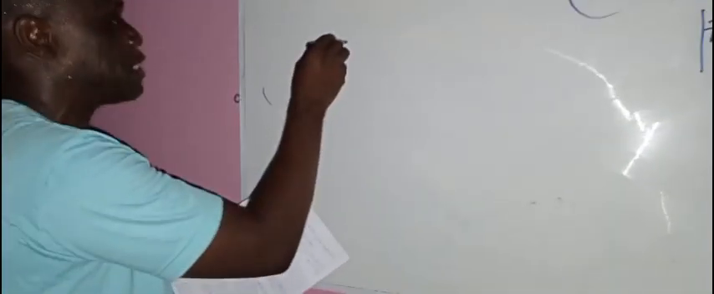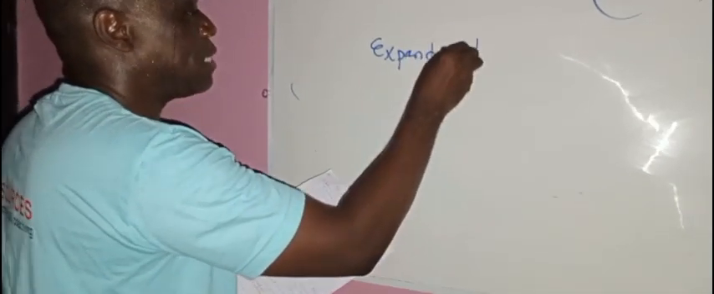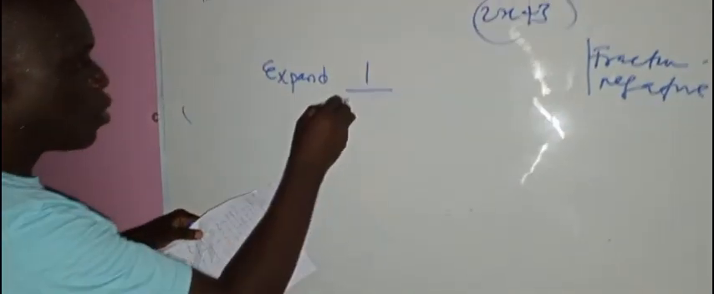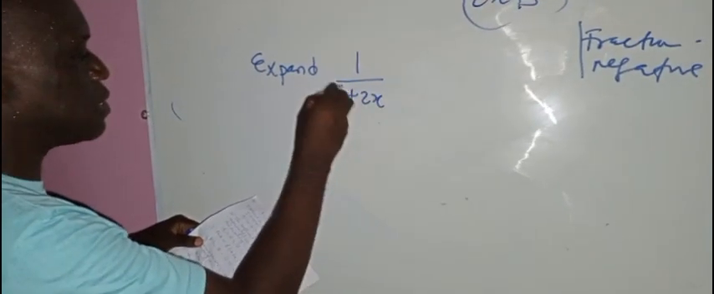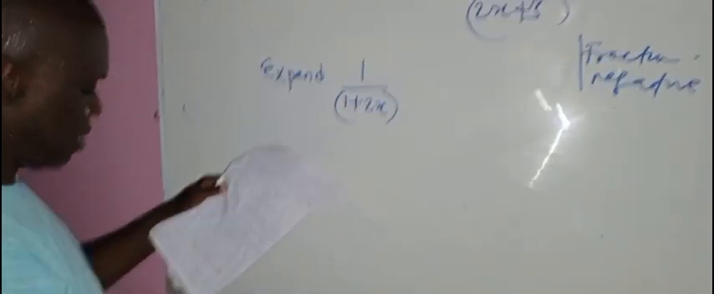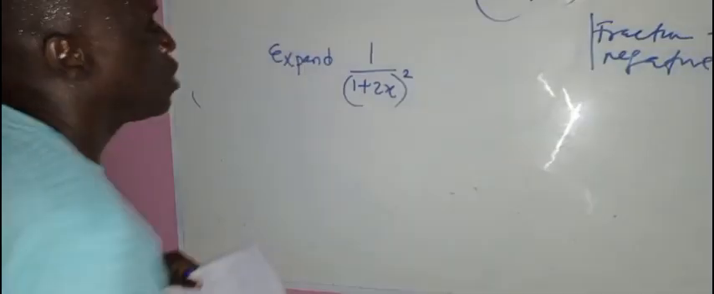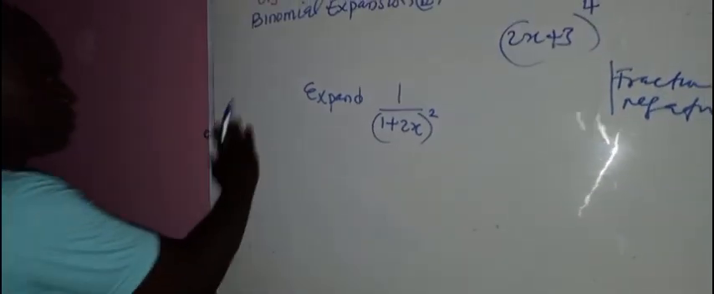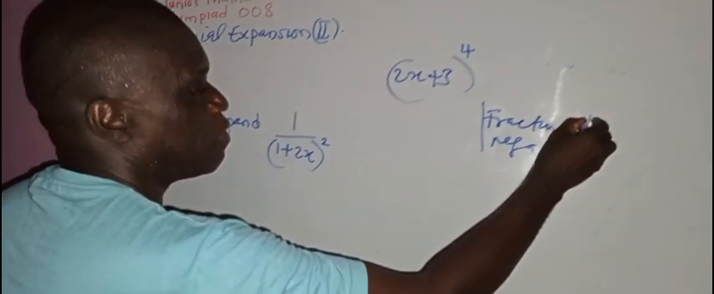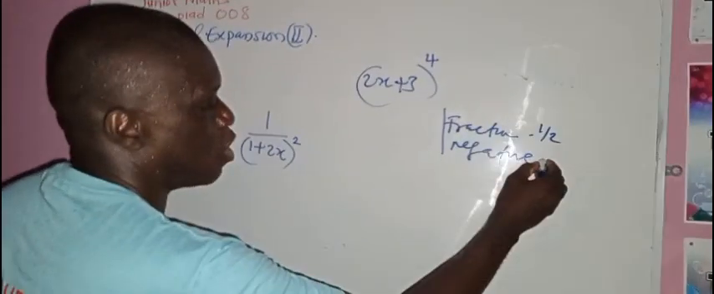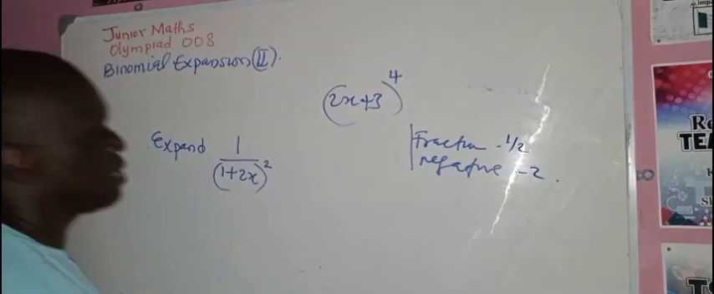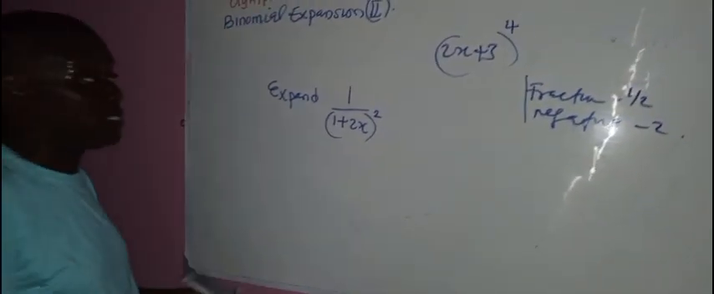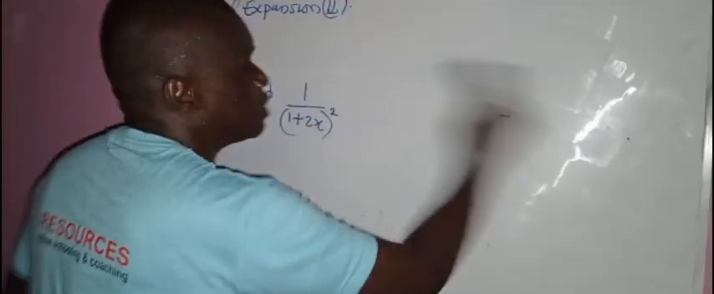For example, if I say to expand 1 over 1 plus 2x, raised to power 2. Now this one is a different type. Once it is fractional, like maybe 1 over 2 or minus 1 over 2 or minus 2 or minus 3, then you can't use the method you have been using to solve it. I will teach you the method you are going to use now.